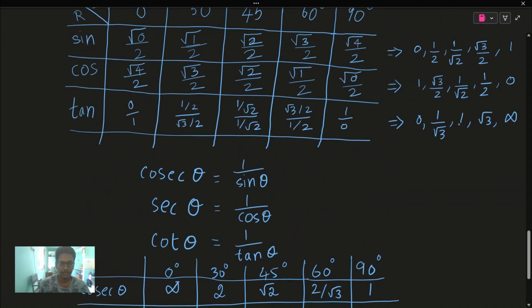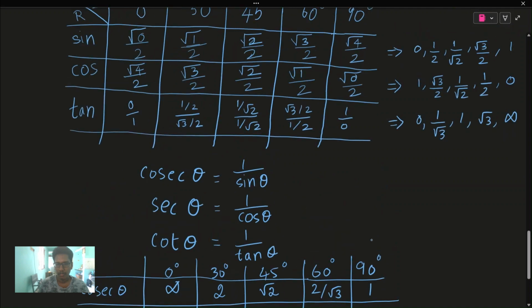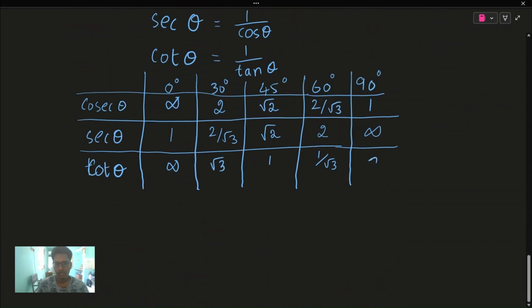Cot theta will be inverse of tan theta. Let's put the values. Cot 0 will be infinity, root 3, 1, 1 by root 3, and then, since tan 90 is infinite, cot 90 would be 0. So these are the three different ratios, and all these three are derived quantities, just as they are derived from sine, cos, and tan respectively.